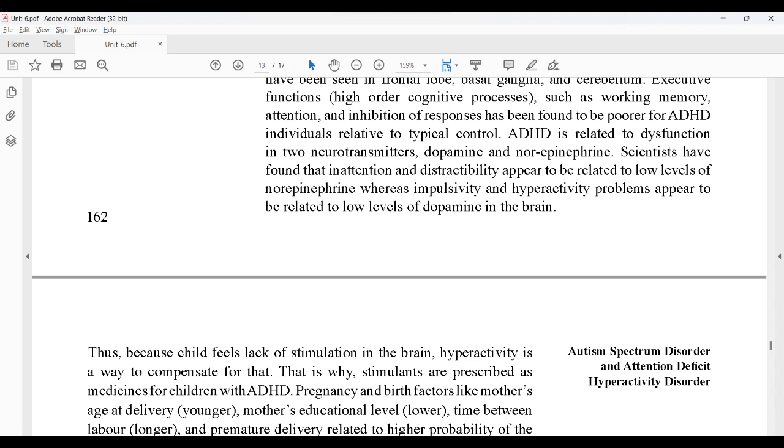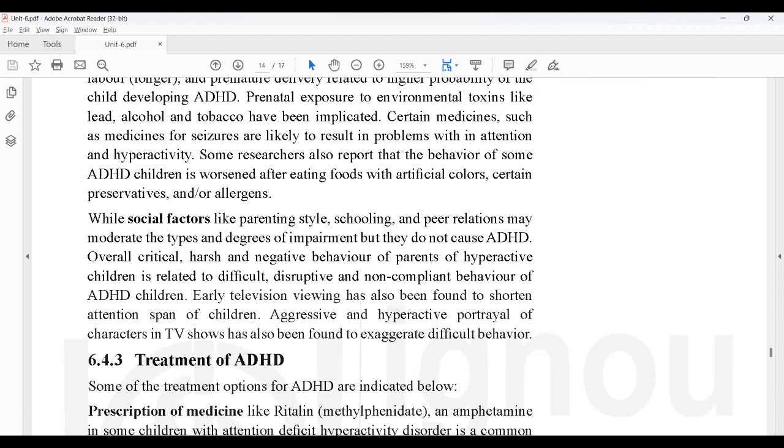Pregnancy and birth factors like the mother's age at delivery being younger, the mother's educational level being lower, a longer time between labor, and premature delivery are related to a higher probability of the child developing ADHD. Prenatal exposure to environmental toxins like lead, alcohol and tobacco have been implicated. Certain medicines, such as medicines for seizures, are likely to result in problems with inattention and hyperactivity.